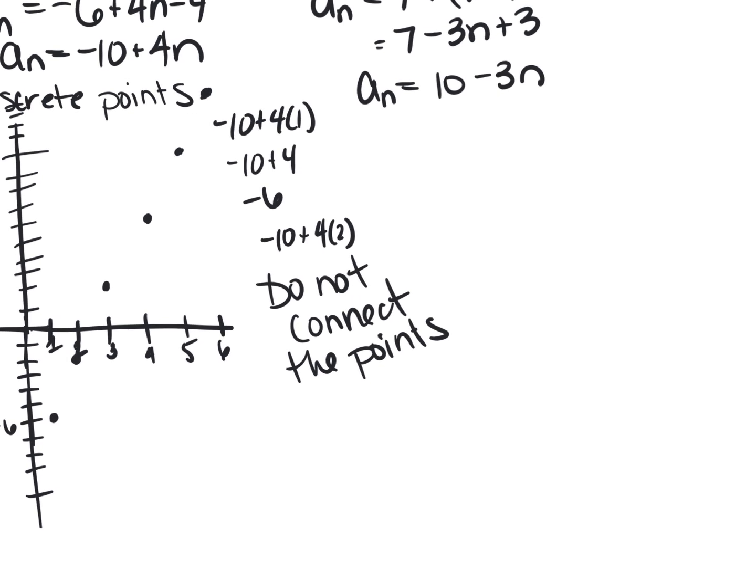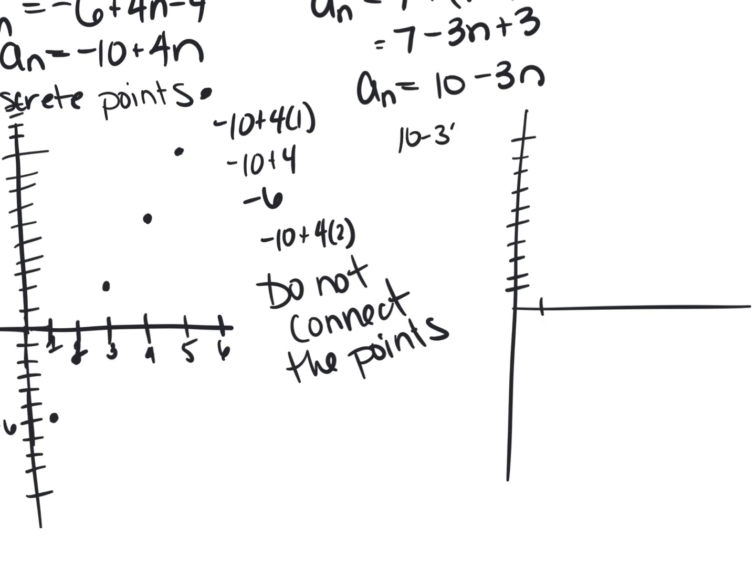And so for the graph, our first term, 10 minus 3 times 1 is 7. So 1, 2, 3, 4, 5, 6, 7, 1, 7. Term 1 is 7. And then we're going to subtract 3 every time. Term 2, 1, 2, 3, negative 4. Term 3, negative 1. Negative 1 minus 3 is negative 2. So term 4 is negative 2. Term 5 is negative 5. And term 6 is negative 8. And remember, we don't connect the points.